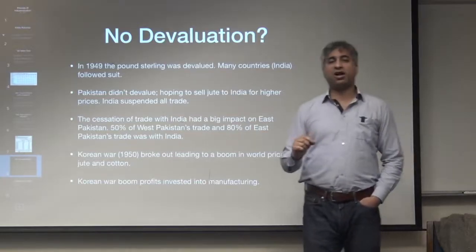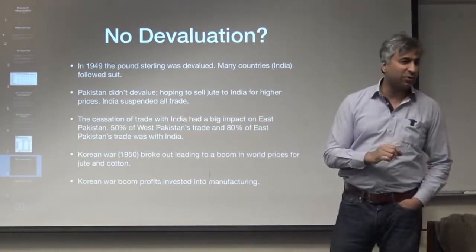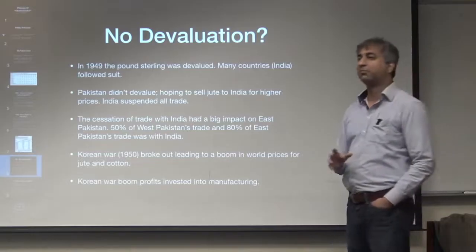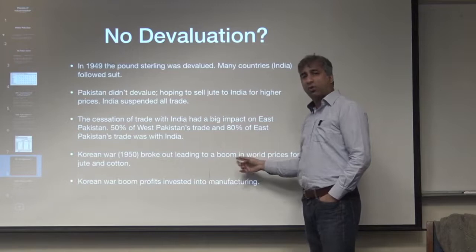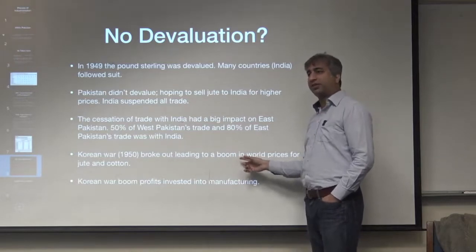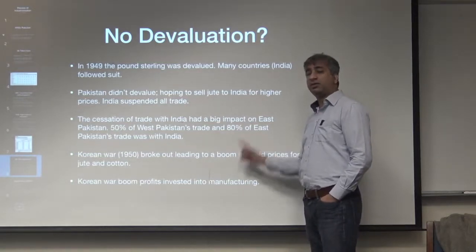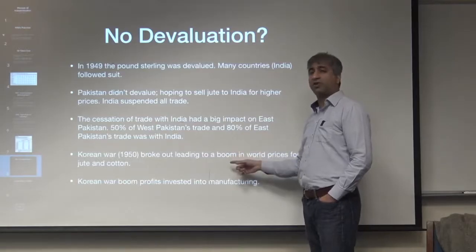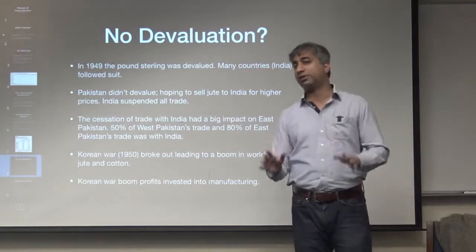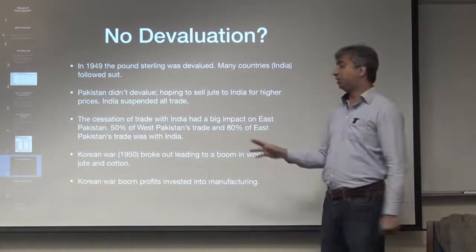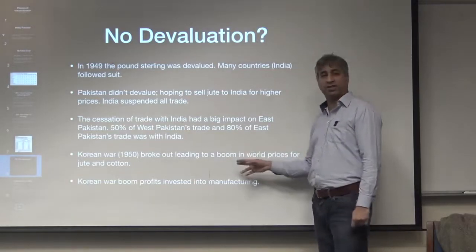So the crisis was now, where do we sell all this jute? We've decided not to devalue. What's going to happen? Well, we got very lucky, because in Korea, war broke out. The Americans decided that they were not going to let Kim Il-sung and the communist government of Korea take over. And so they declared war on Korea, which lasted for 3 years.